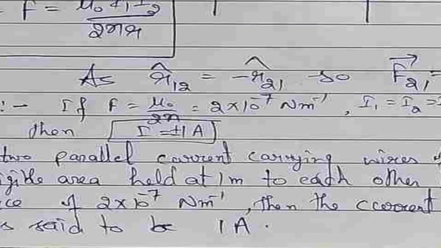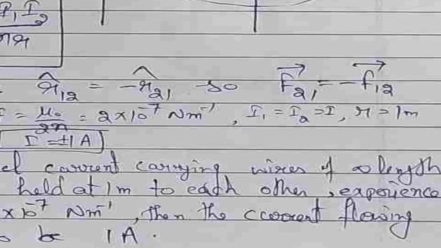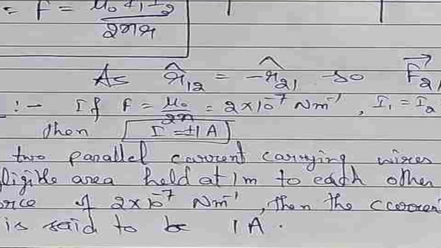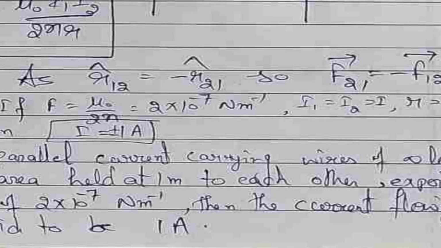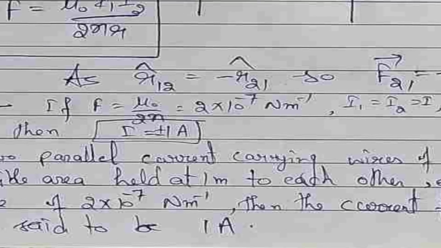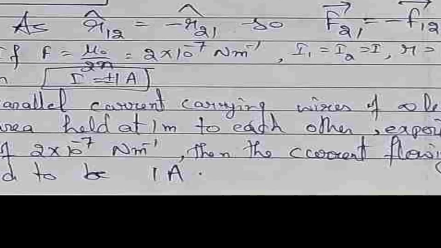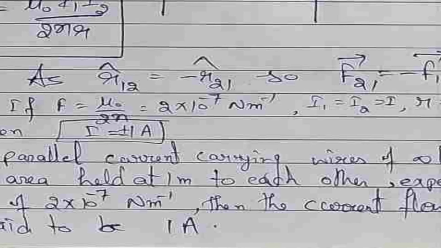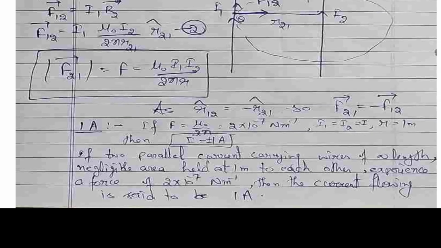So the definition is: if two parallel current carrying wires of infinite length and negligible cross-sectional area, held 1 meter apart parallel to each other, experience a force of 2 into 10 raised to power minus 7 newton per meter, then this current is said to be 1 ampere.